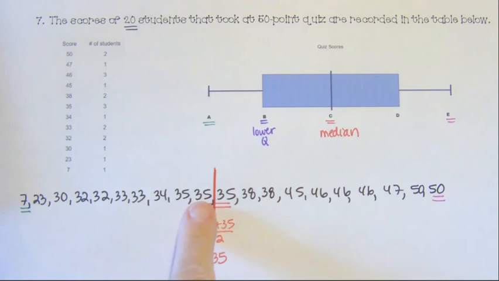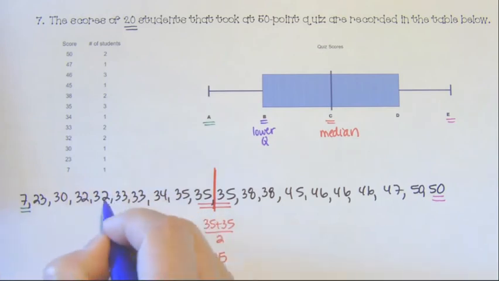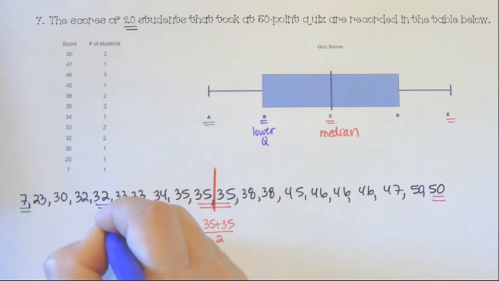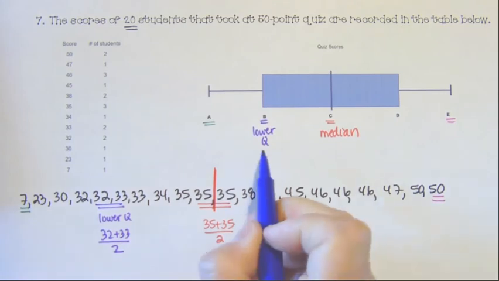So I need to find the middle of this lower half. So I'm just going to keep counting in until I find, I've got two middle numbers. I've got 32 and 33. So to find that lower quartile, I'm going to have to add them up and divide by 2. And that's going to give me this number, B.